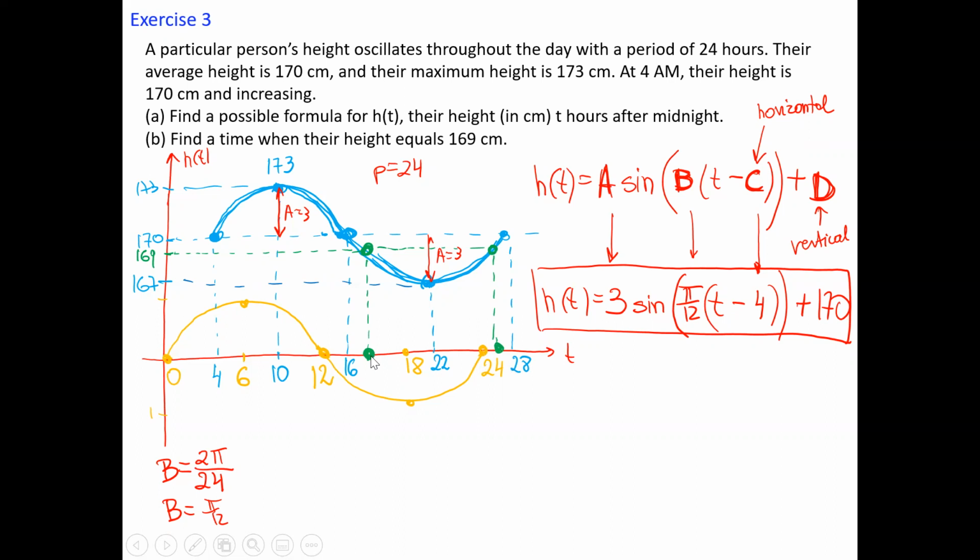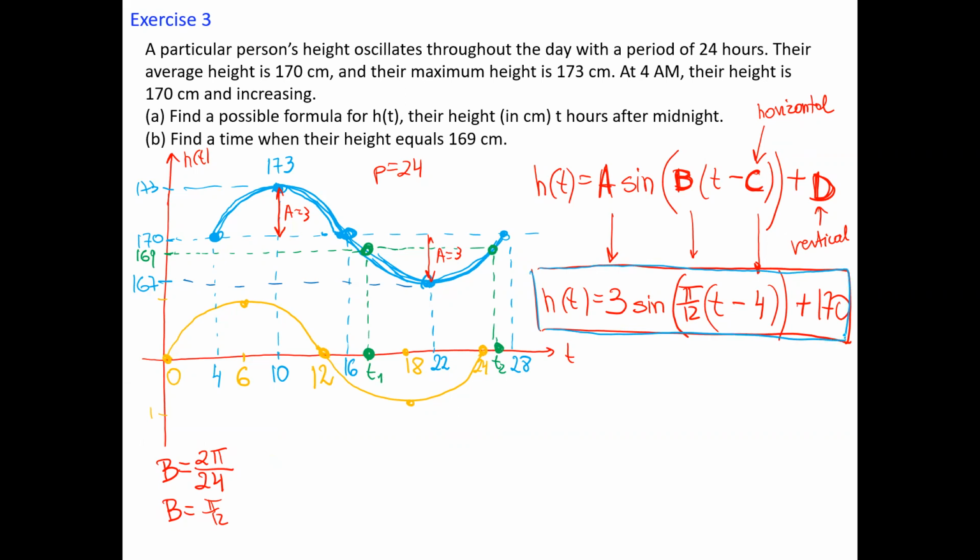Let's find the values of t for those green dots. We will need t sub 1 and t sub 2. Let me nicely squeeze in t sub 2, because that 24 was just a tool. We have to set up the blue curve, which is the blue equation, equal to 169.